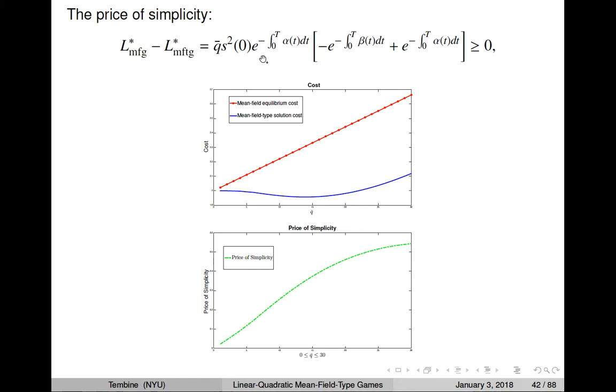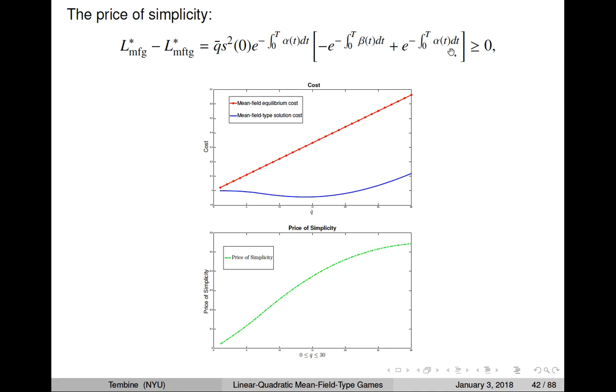And here is the price of simplicity. Why the price of simplicity? Well, if you simplify the problem, saying that you don't affect the parameter of the other, the mean field term, you get this solution. If you run it by putting your influence on the mean field, you get this solution. So the gap between the two: this is the solution when you do the simplification. This is the solution when you don't do the simplification.